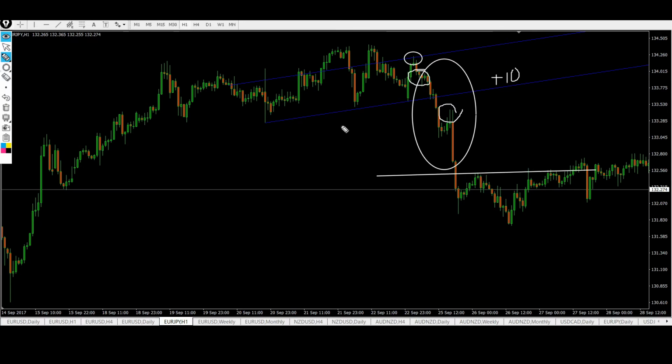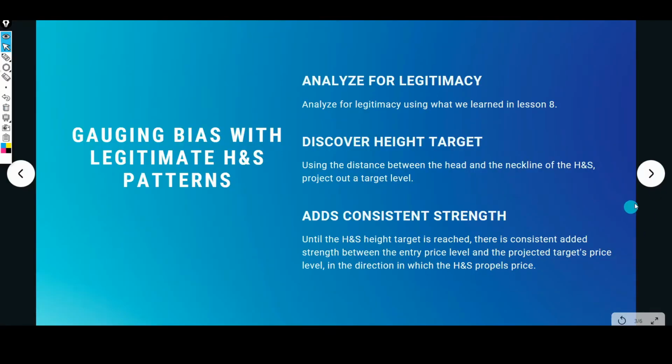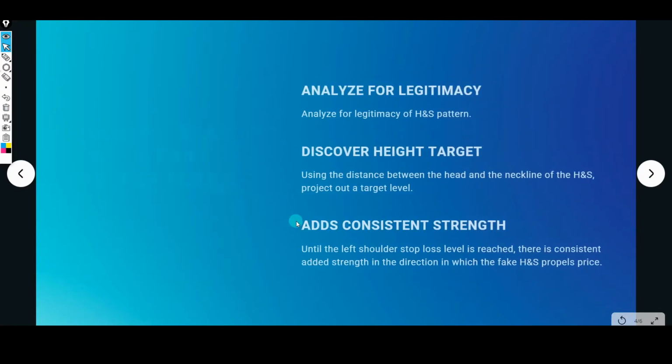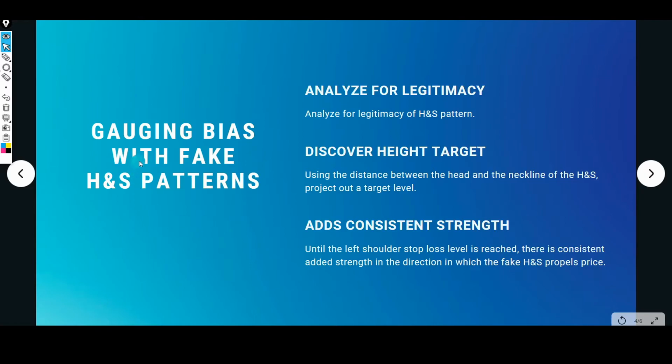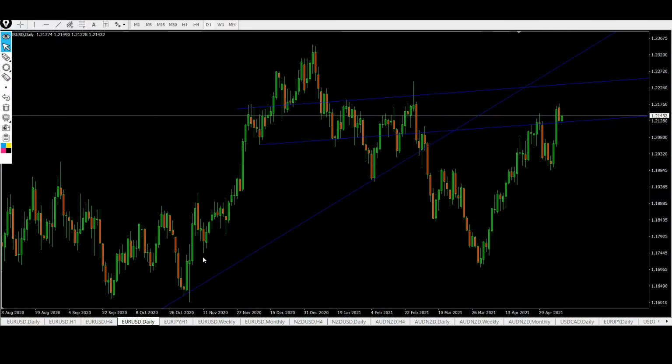All right, so now let's talk about how to gauge the market bias with fake H&S patterns. Okay, next slide. Okay, gauging the market bias with fake H&S patterns. Okay, we'll go to number 1. We're going to analyze for legitimacy. Okay, in this case, we'll be using this H&S pattern right here. All right, so let's find what makes this H&S pattern a fake.